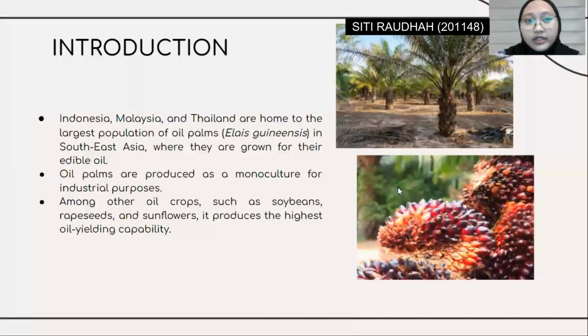So, for the introduction, Indonesia, Malaysia, and Thailand are home to the largest population of oil palm, Elaeis guineensis, in Southeast Asia, where they are grown for their edible oil. Oil palm is produced as a monoculture for industrial purposes, and among other oil crops such as soybean, rapeseed, and sunflower, oil palm has the highest oil yielding capability.